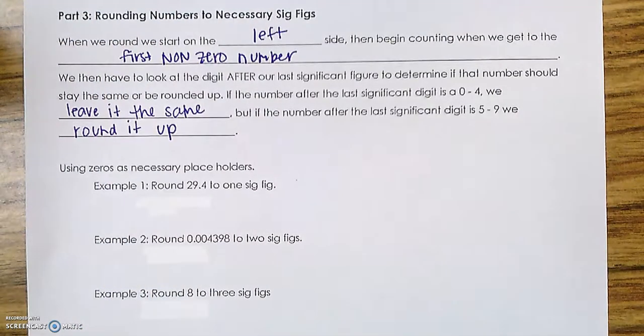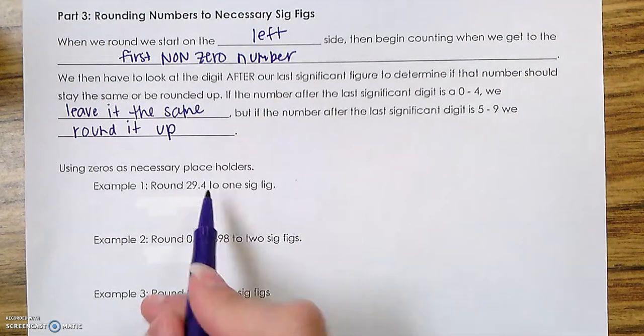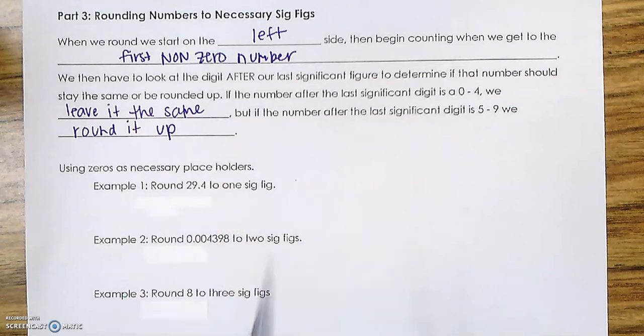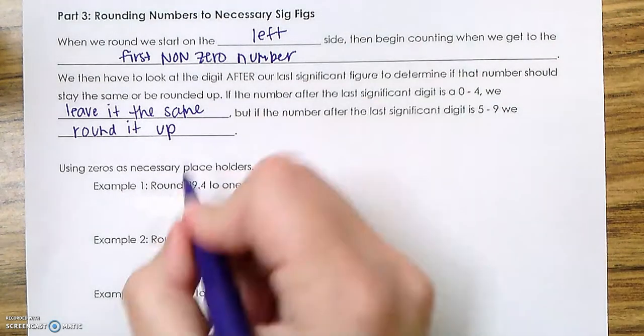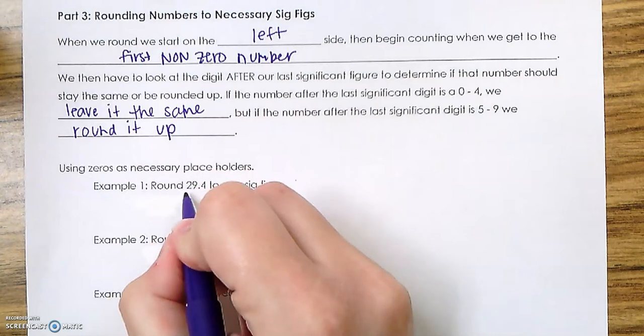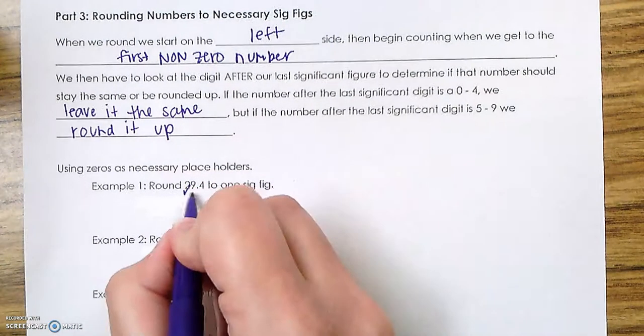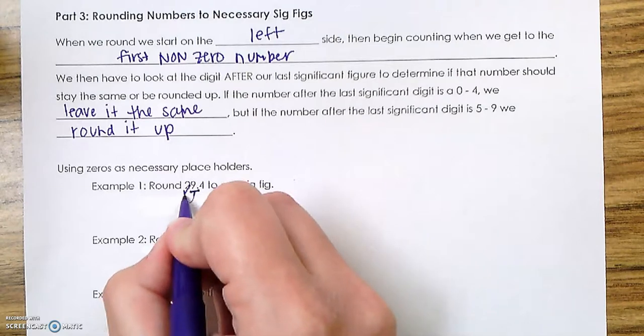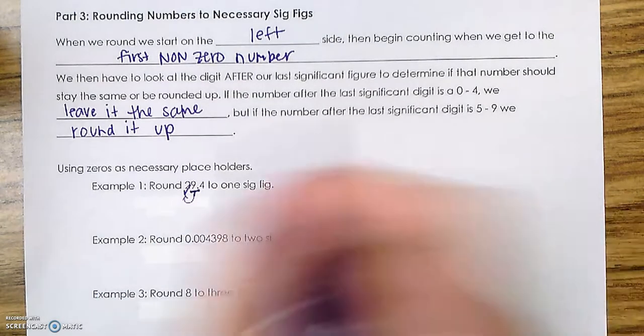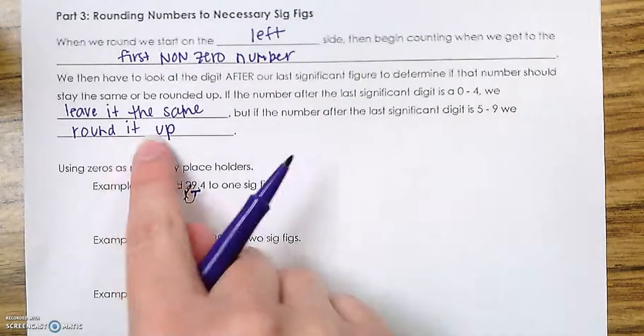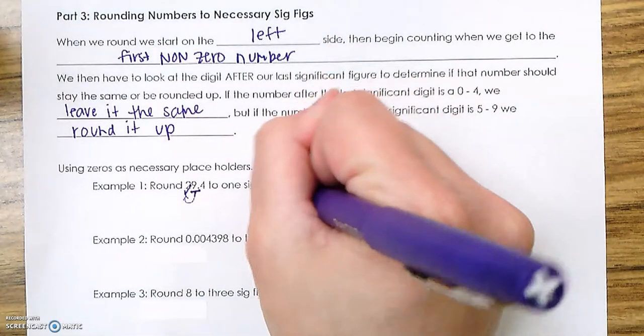So let's take some examples here. Say I do my math, I get this as my answer. I want to round it to 1 sig fig. So I'm going to start on my left side. First non-zero number is that 2. I need to look at the next number. What does that 9 do to that 2? Well, that 9 makes it round up, so that makes it a 3.